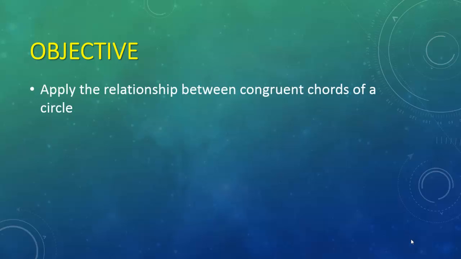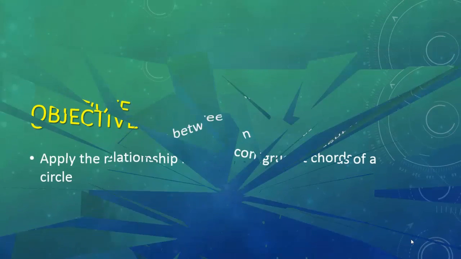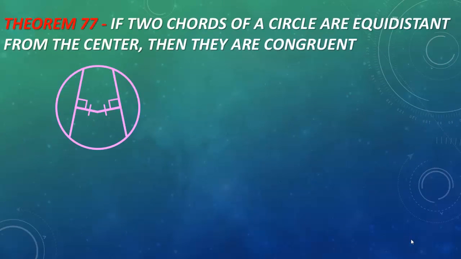So anyway, our objective: apply the relationship between congruent chords of a circle. Okay, nice and easy. Theorem 77 states that if 2 chords of a circle are equidistant from the center, then they are congruent.